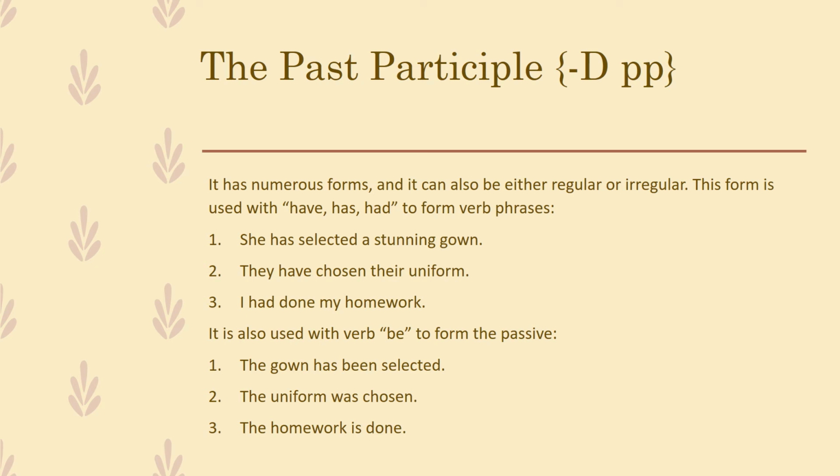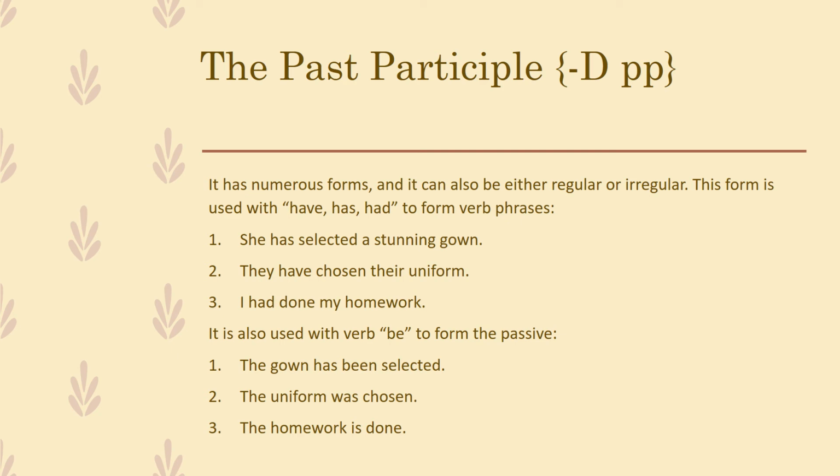The past participle also has numerous forms, and it can also be regular or irregular. Regular, again, ends in ed. Irregular has different forms. Where can we find such a form? This form is found with the auxiliary verb have with all of its three forms: have, has, had.